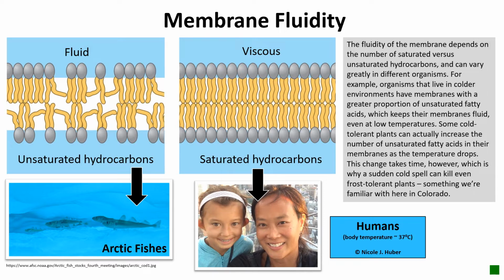Some cold-tolerant plants can actually increase the number of unsaturated fatty acids in their membranes as the temperature drops. This change takes time, however, which is why a sudden cold spell can kill even frost-tolerant plants, something we're all too familiar with here in Colorado.